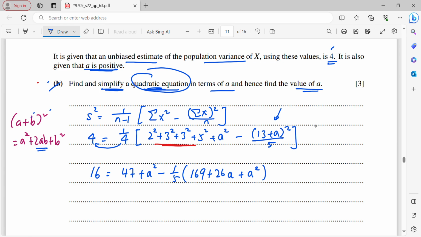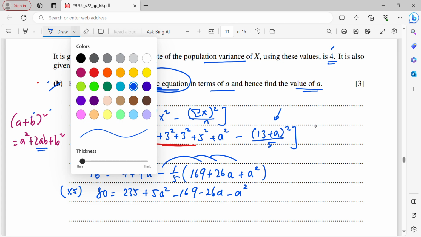So from here, the easiest way is to times the whole equation by 5 because I want to eliminate the over 5 there. So I times the whole equation by 5, then you will get 80 for the left hand side. 47 times 5 is 235. Then a squared times 5 is 5a squared. After that, this minus just bring into all the terms inside the bracket. You will get negative 169 minus 26a minus a squared.